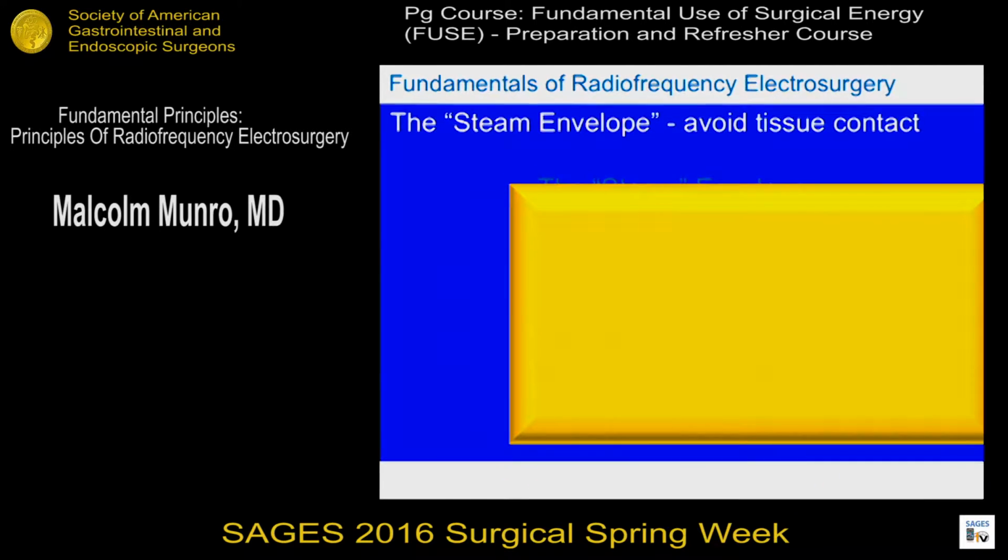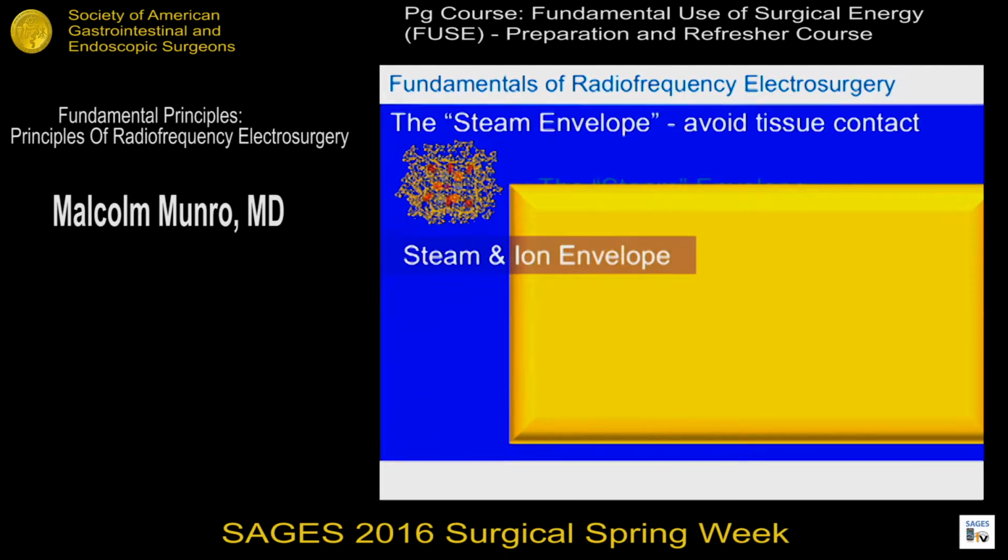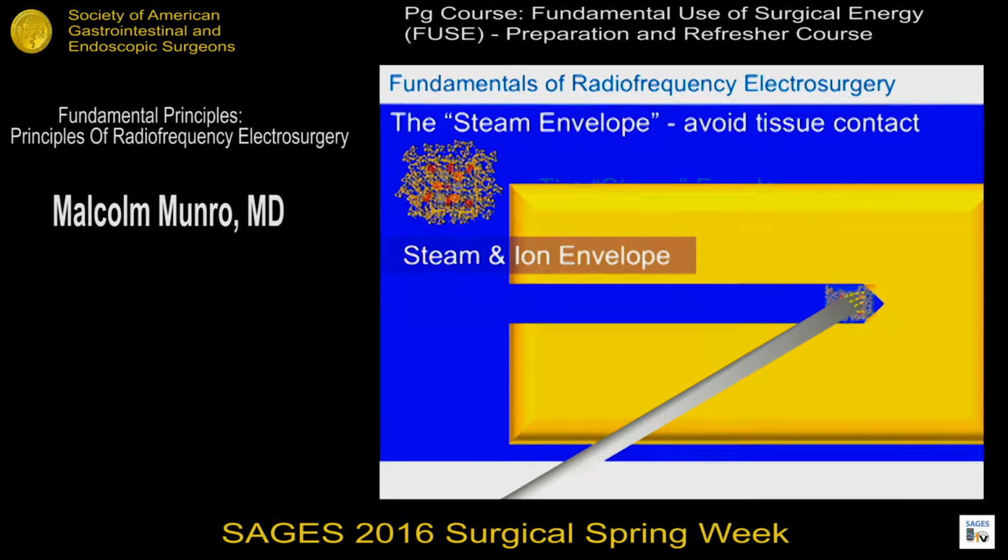And here's another example. If we bring our electrode to the tissue, we activate it. Remember the vaporization? We create a vapor envelope or a steam envelope, and then we stay within that envelope and cut through our tissue. Technically, we never make contact with the tissue.